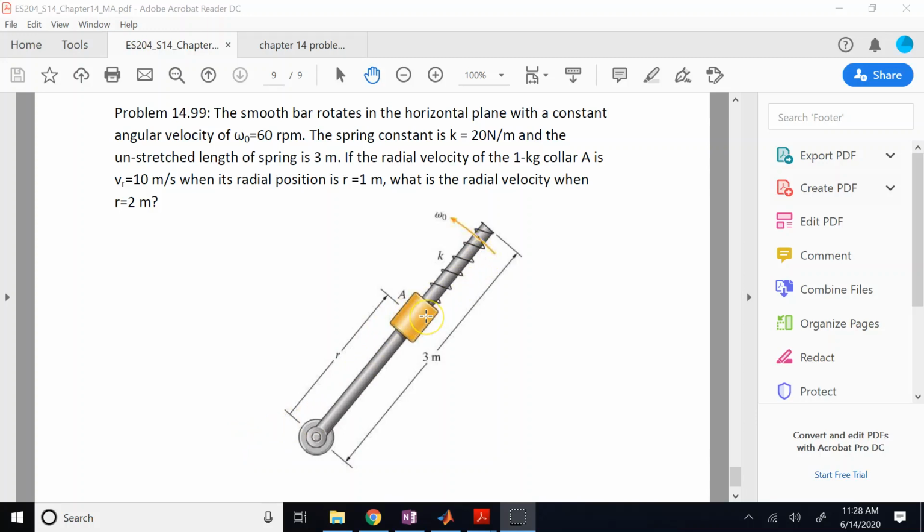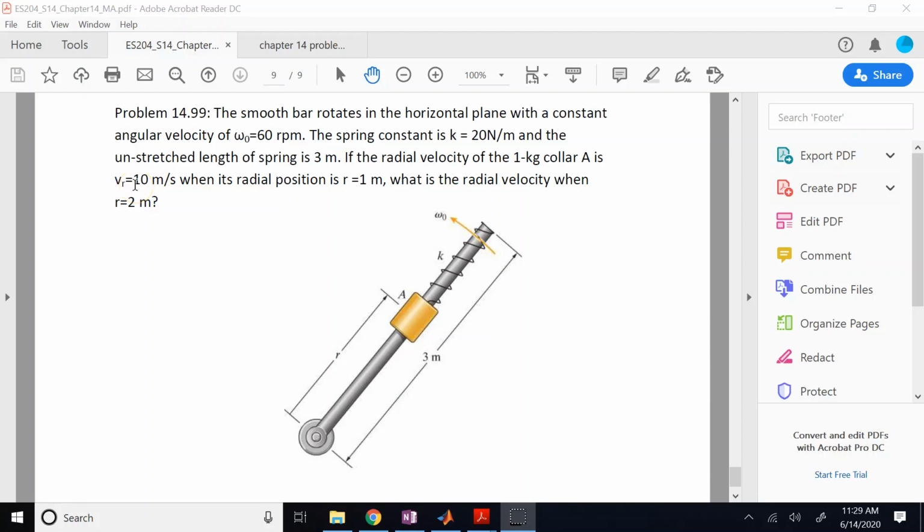The spring constant is 20 Newton per meter, and r is the radial distance between this collar that is sliding on this bar and the origin, the pivot point. When r is 3, then the spring is not stretched. So when r is less than 3, clearly we have stretched the spring. Now we want to know, when r is equal to 1, so the spring is stretched significantly, 2 meters, at that point the radial velocity of this collar is 10 meters per second.